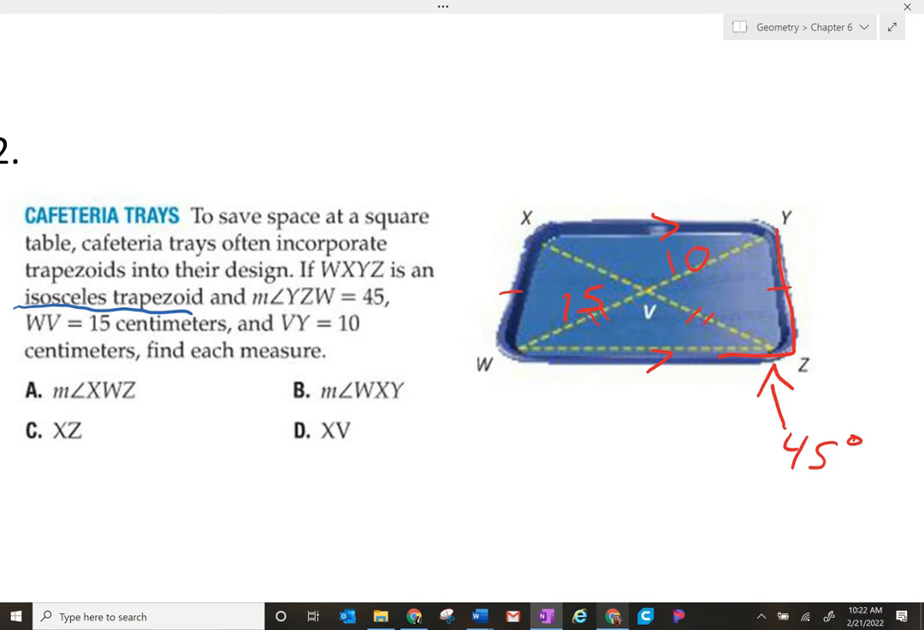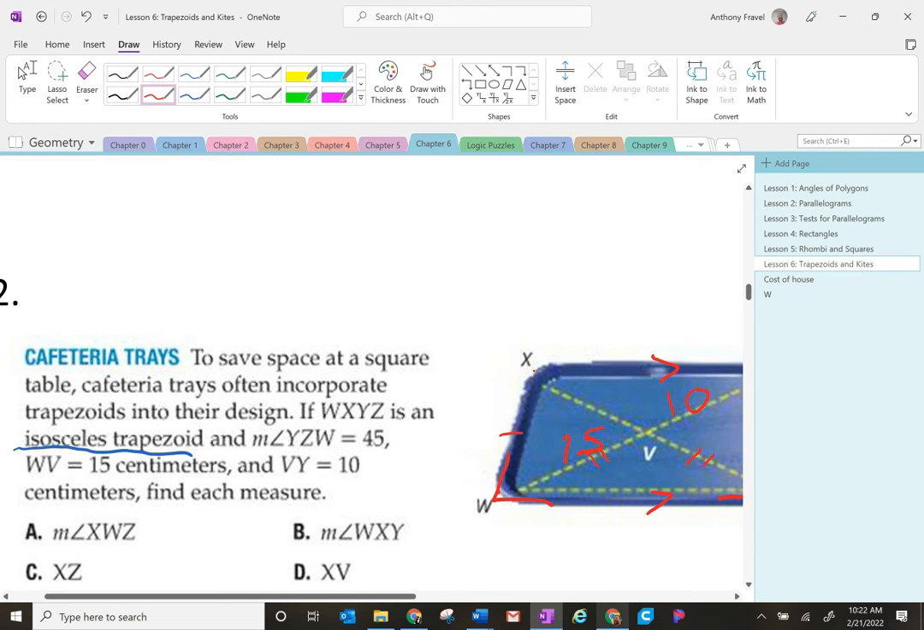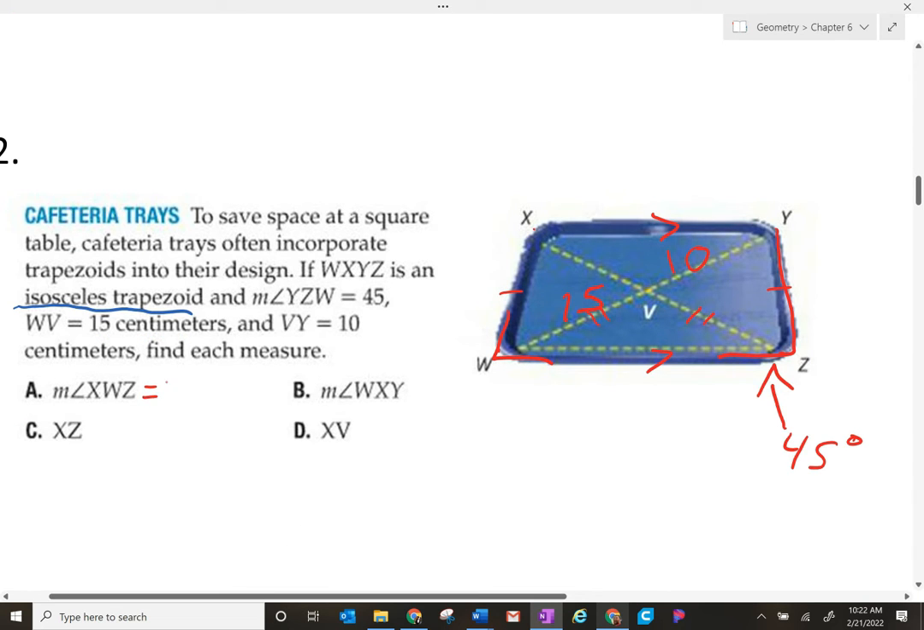All right, so I'm going to start looking at that. First part, it's got XWZ. So X is here, W is here, Z is here. So I'm looking at this angle. How many degrees would that one be? I'll highlight again if needed. 45. There you go, we got it, perfect. That one's going to be 45 degrees, because this angle here and this angle are the exact same. So they're both 45.